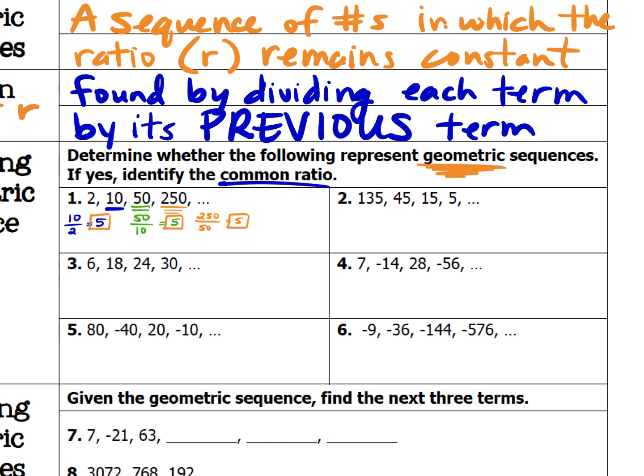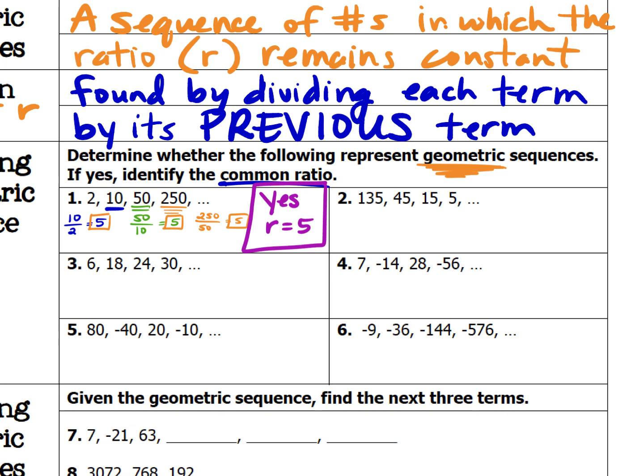Is this a geometric sequence? Did my number change? No. So that is a geometric sequence. And you would say R, your common ratio, is 5. That is your answer to the problem, okay? Is it a geometric sequence? Yes. Your common ratio is 5.